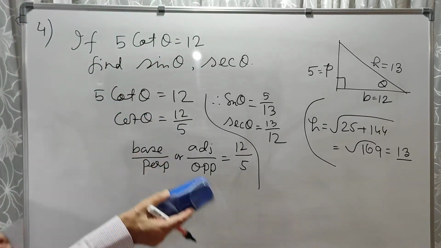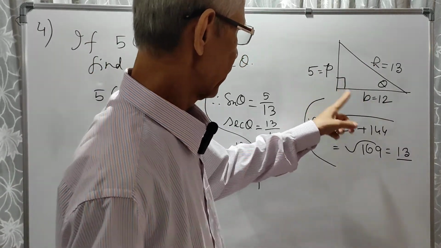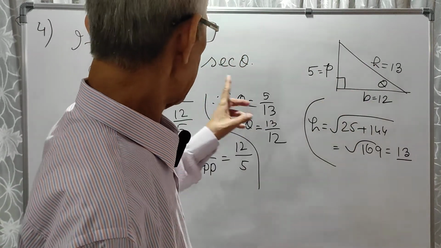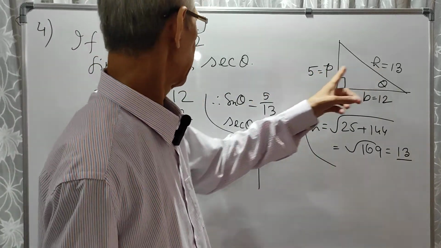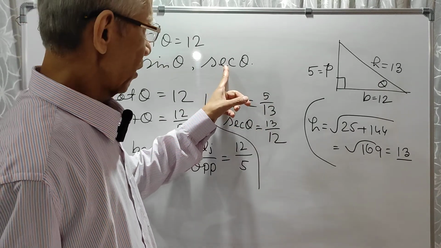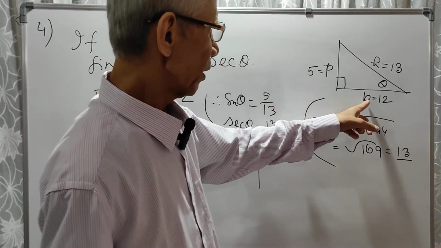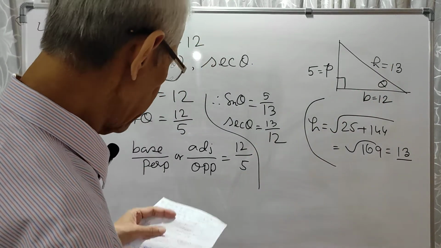So that is the thing. We have used a triangle, and using the triangle, we found the hypotenuse using Pythagoras theorem. Then we have to find sine theta. Sine theta is perpendicular by hypotenuse, that means 5 by 13. And sec theta: cos theta is base by hypotenuse, 12 by 13, so sec theta will be 13 by 12. So that is the answer.